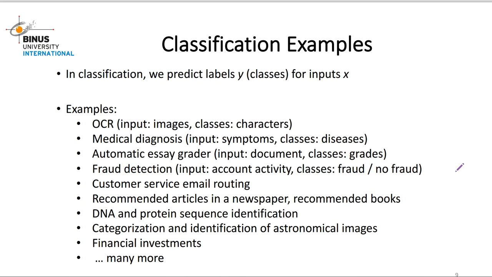Okay, now how about classification examples? It's a lot. Our job is to predict the label for input X. Okay, the example is OCR, to read the image and then suddenly you can read the text, where the classes are characters. And then medical diagnosis, automatic essay grader, fraud detection, customer service email routing, and many more.